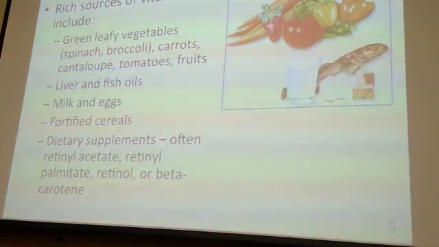and then of course we're in the age of fortified cereals, and so we can get most of our vitamins from fortification. And then there are a variety of different dietary supplements on the market with retinol present in different forms. So those would be retinol acetate, retinol palmitate, retinol, or beta-carotene, which is the form that we get from plants. And these can all be converted into retinol and biologically active forms of the retinoid.